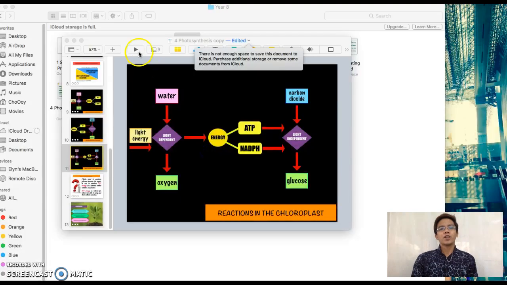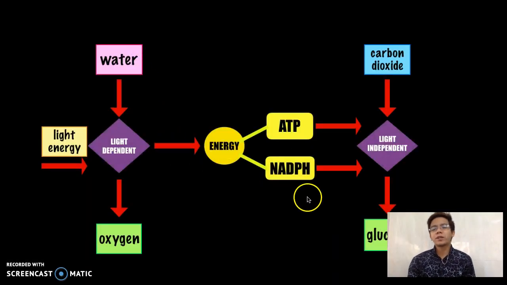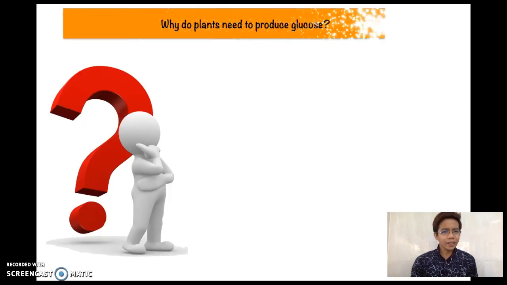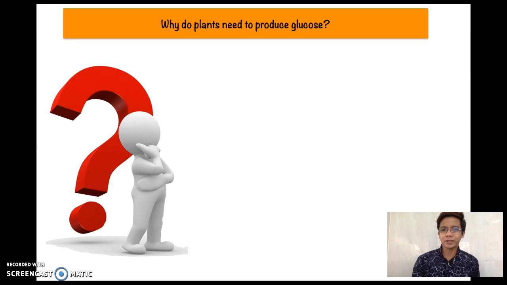So now, the main product of photosynthesis, as you know, is this glucose. Now, you might be asking, why do plants need to produce glucose? Any idea? You may pause this video for a while and think for 3 minutes.